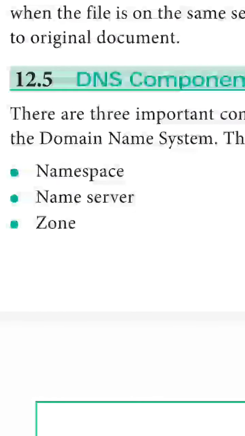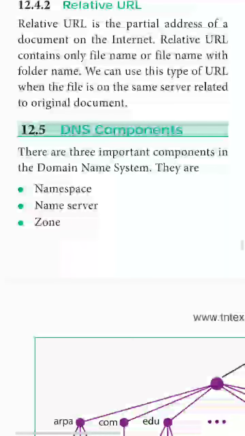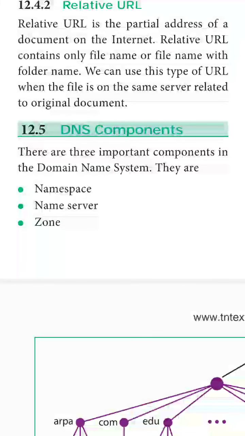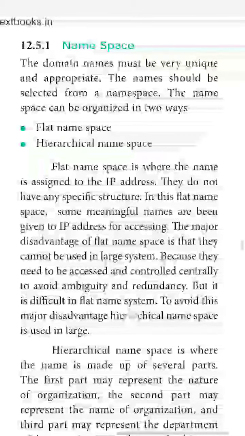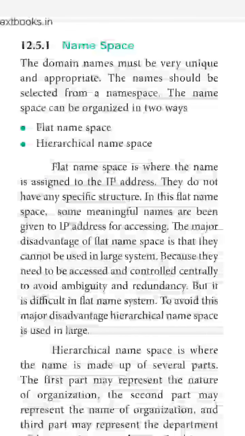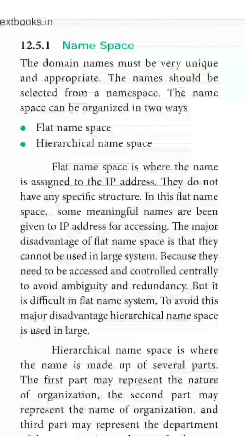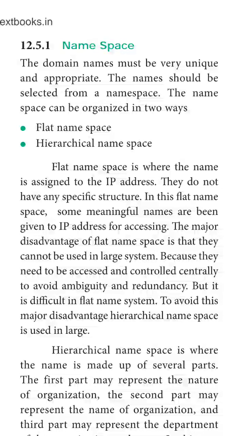There are three important components of DNS: namespace, name server, and zone. We are going to see these three components in a detailed way. So the first thing is namespace. This namespace is for creating a unique name for your domain.